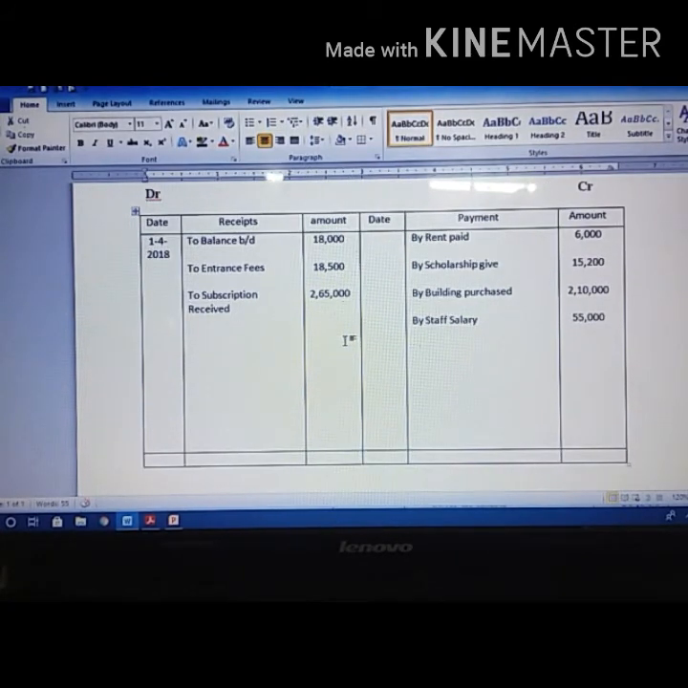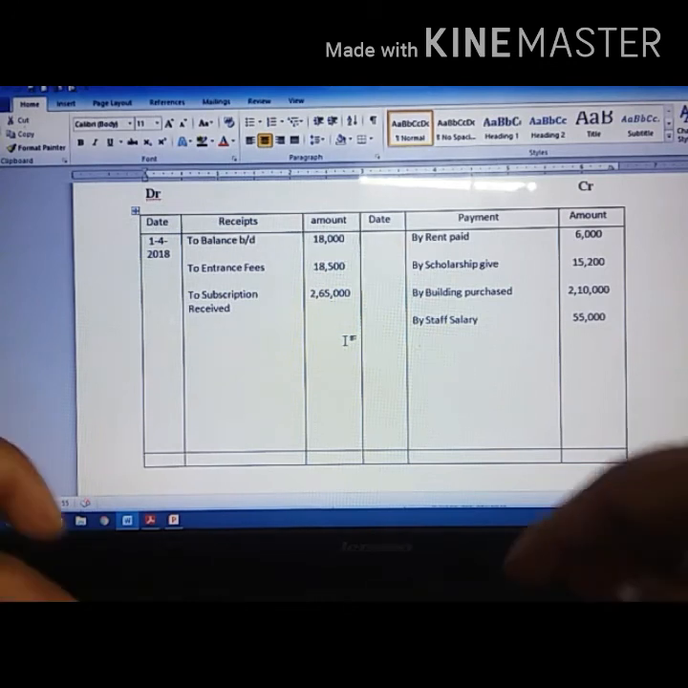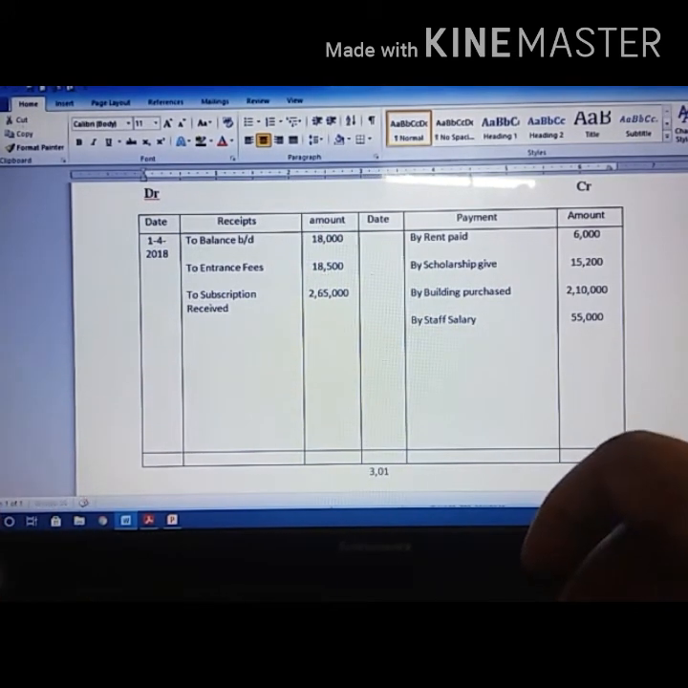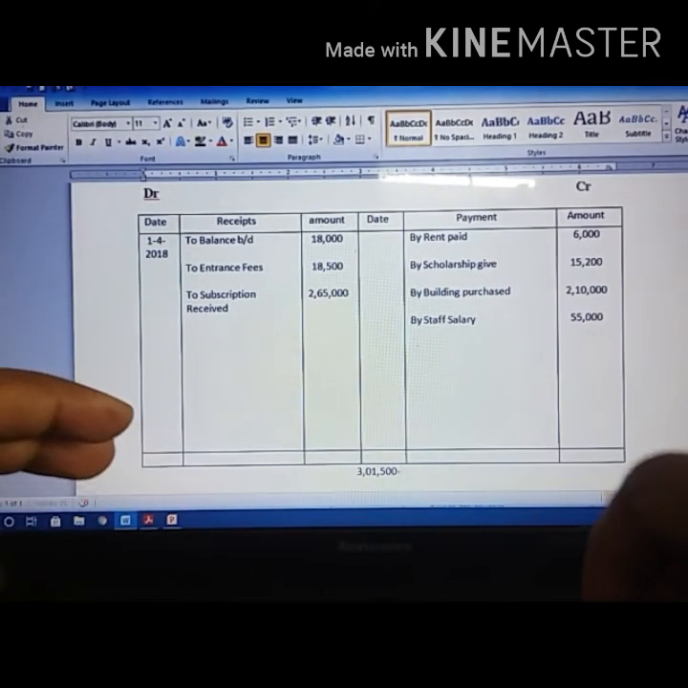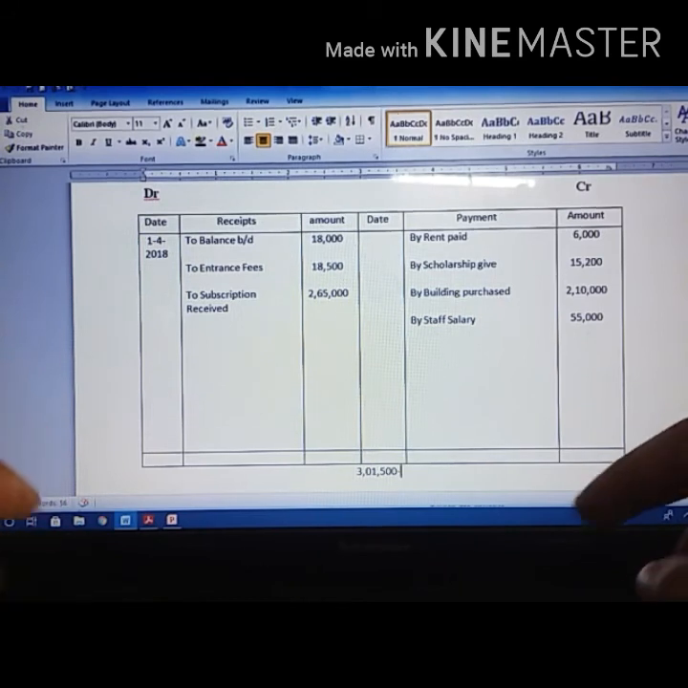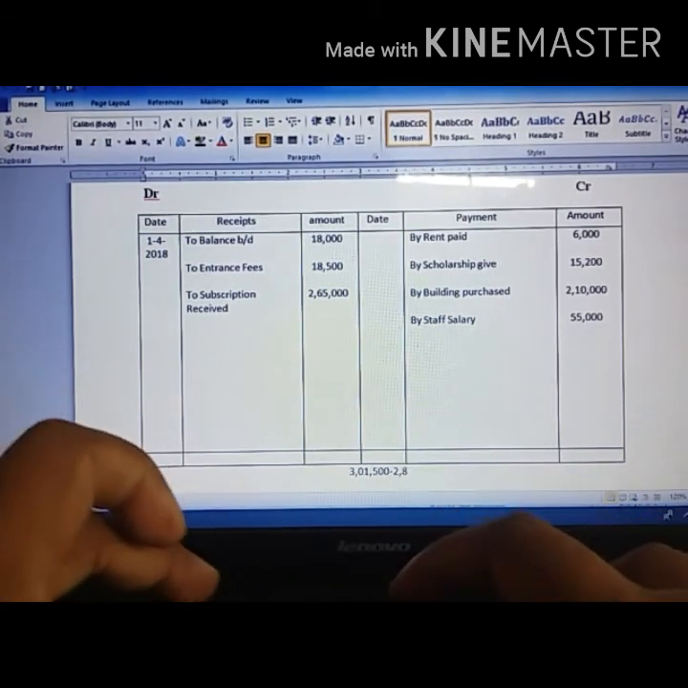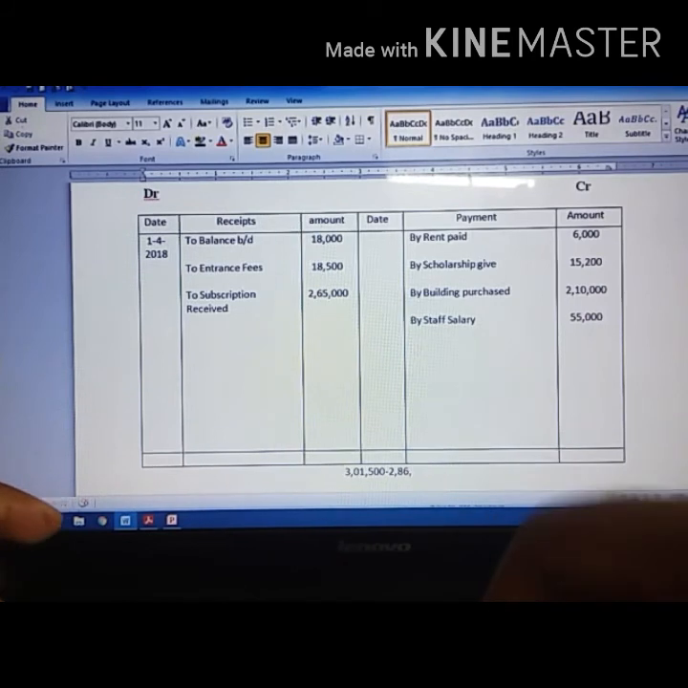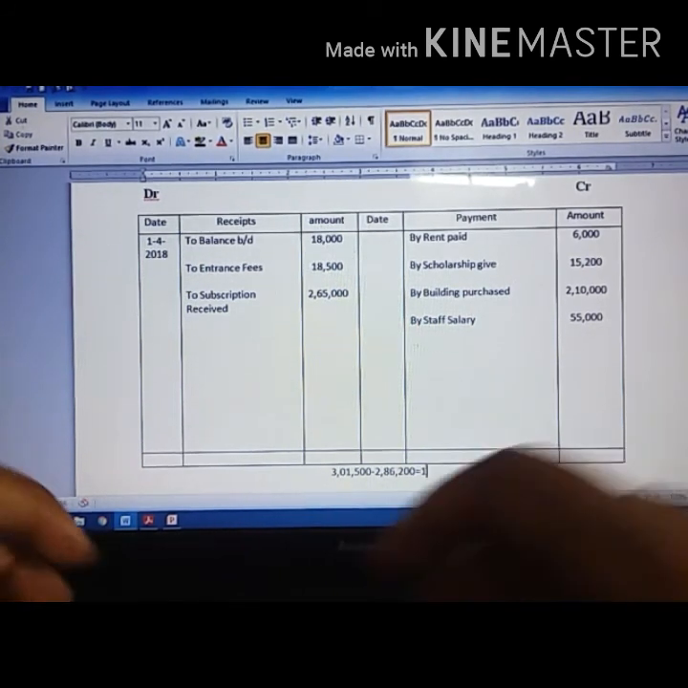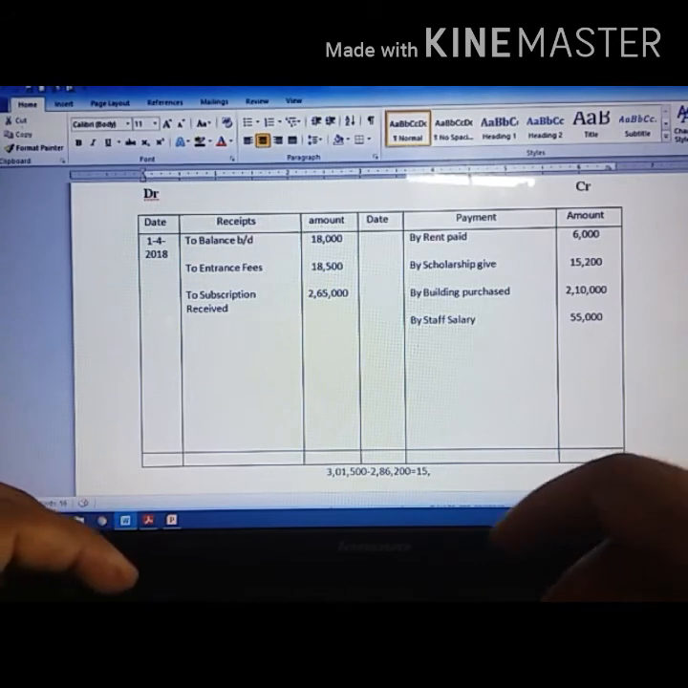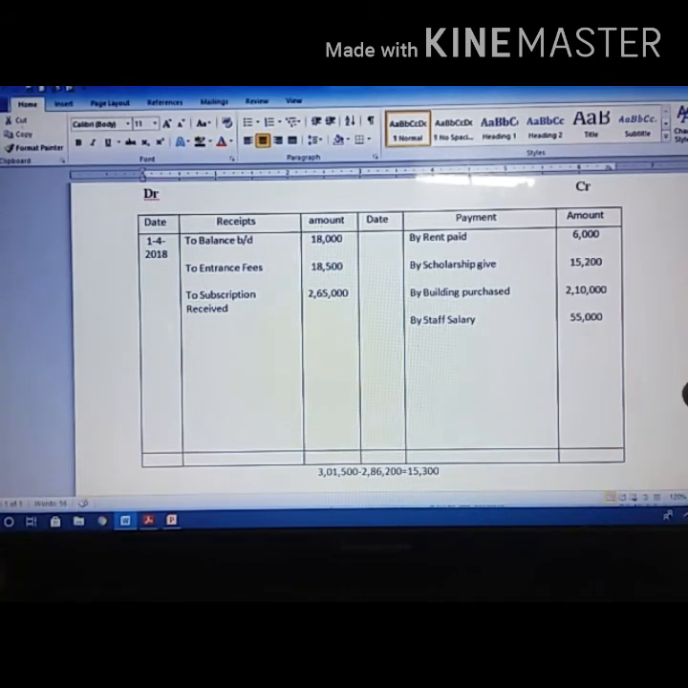So if you add the debit side, you get 3,01,500. Minus, if you add the credit side, you will get 2,86,200. Here the debit total is 3,01,500. So 3,01,500 minus 2,86,200, you will get 15,300. So this is the answer.